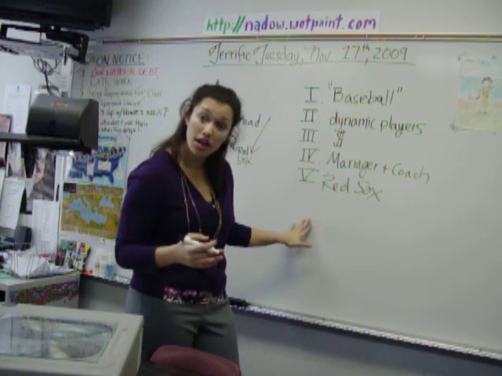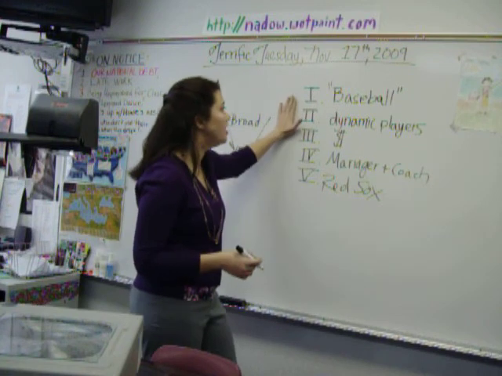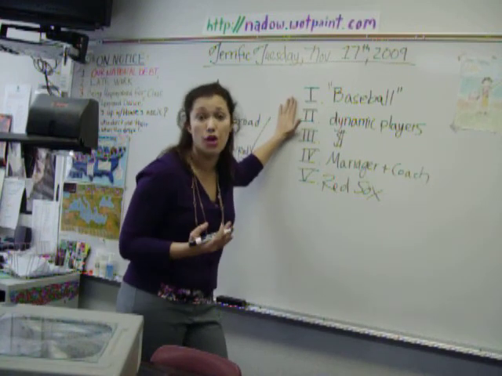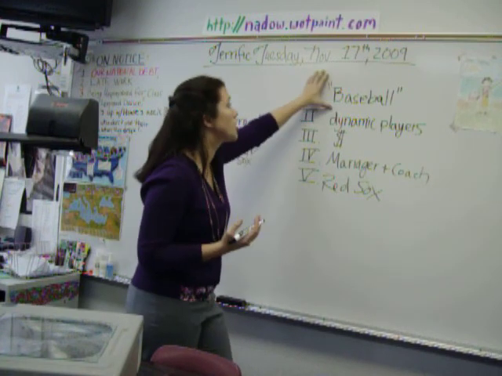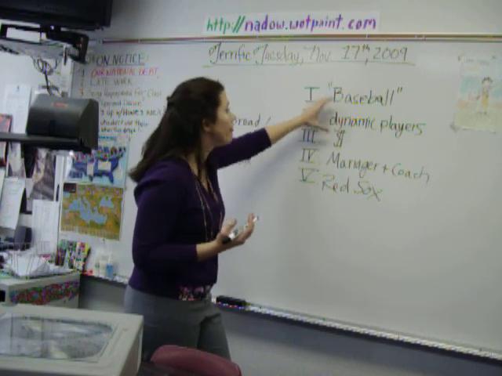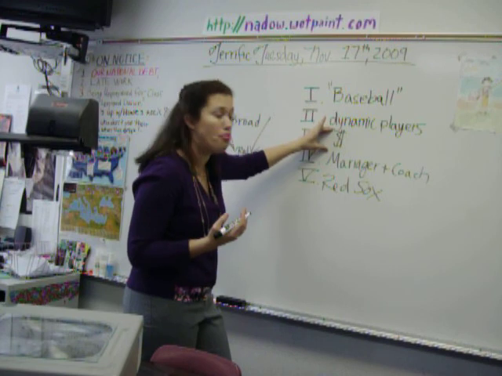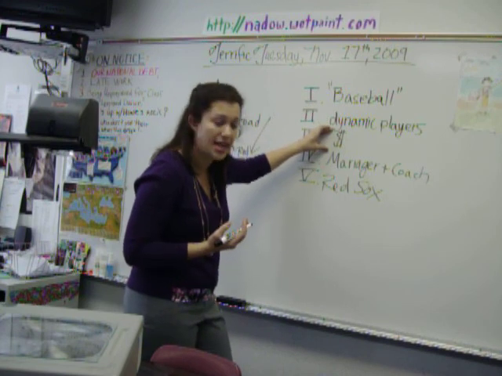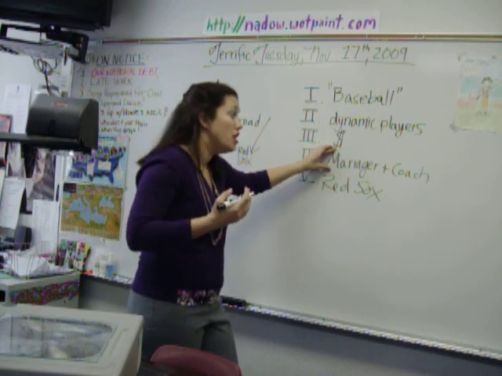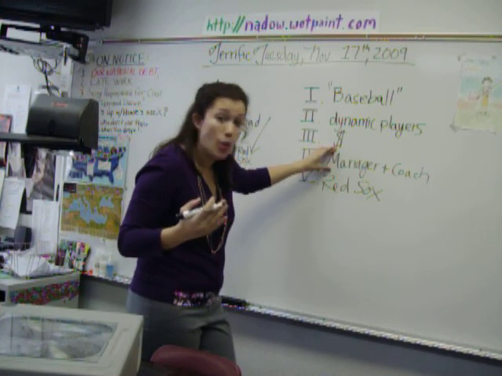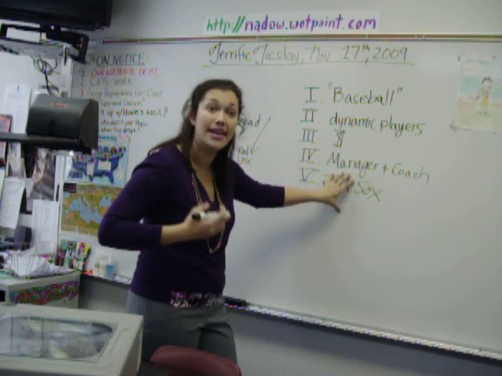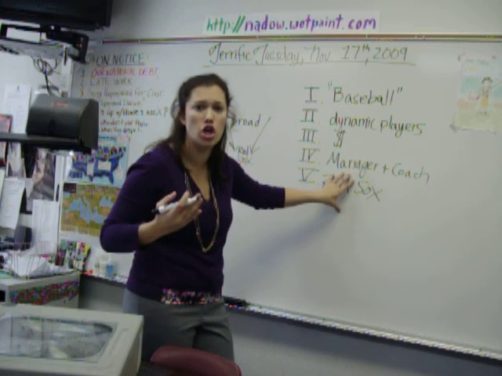Now, if you look at this more closely, you'll see that this outline can also be the outline for your paper. Your introduction, of course, is about baseball. Your first paragraph would be about dynamic players. Your second might be about the money that you need to have a team. The third paragraph will be about having a great manager and coach. And then you'd finish, again, reiterating your thesis in a conclusion.